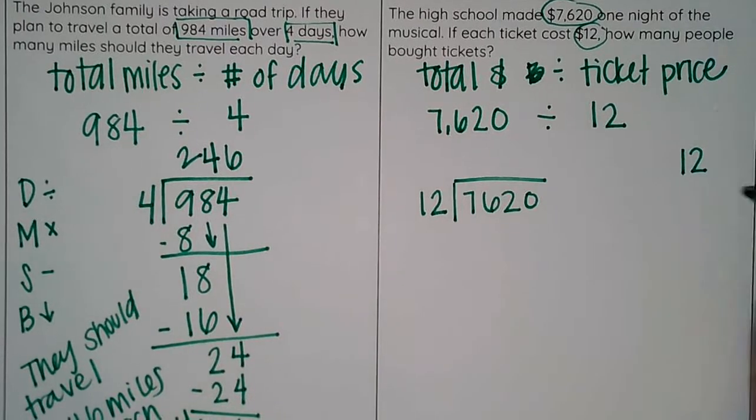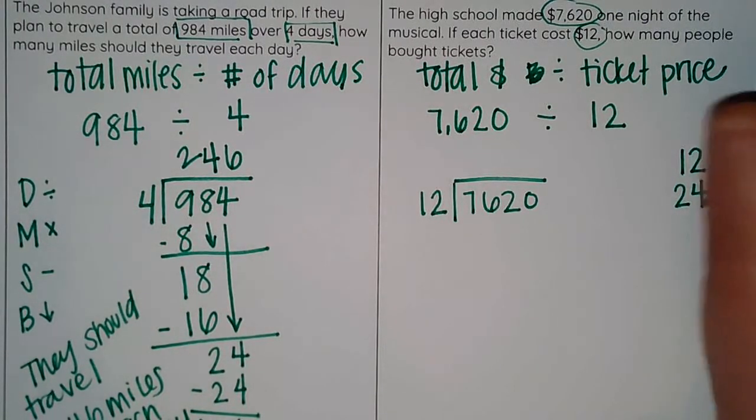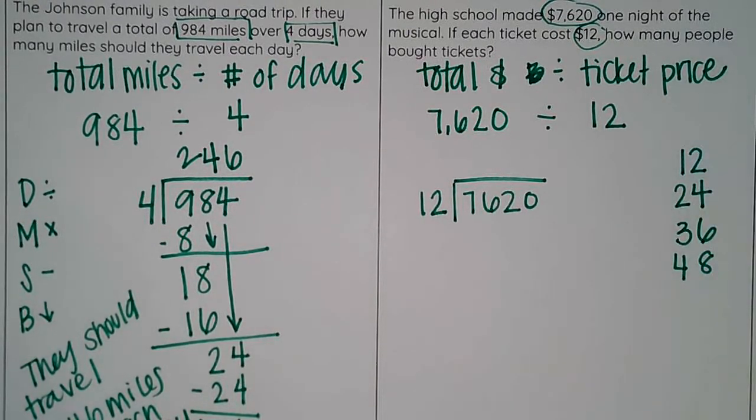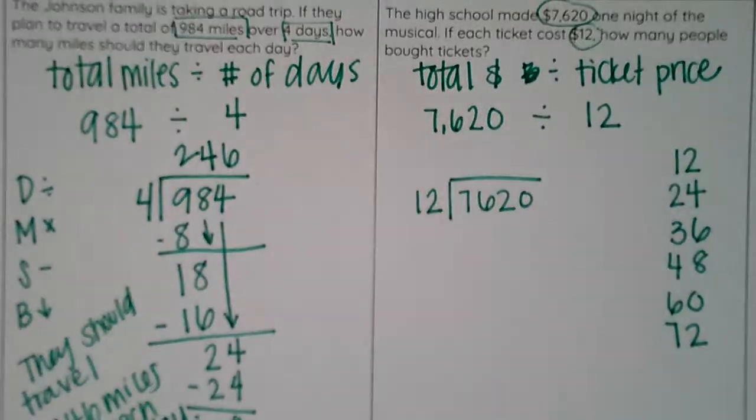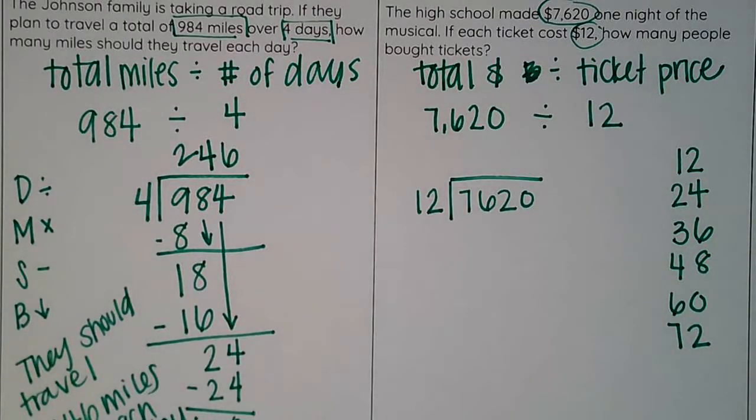12 times 1 is 12. 12 times 2 is 24. 12 times 3 is 36. 12 times 4 is 48. So I'm multiplying by each multiple, or you can add, right? 12 plus 12 is 24, plus another 12 is 36, and so on and so forth. All right, we're going to pause there, and let's go ahead and get started.